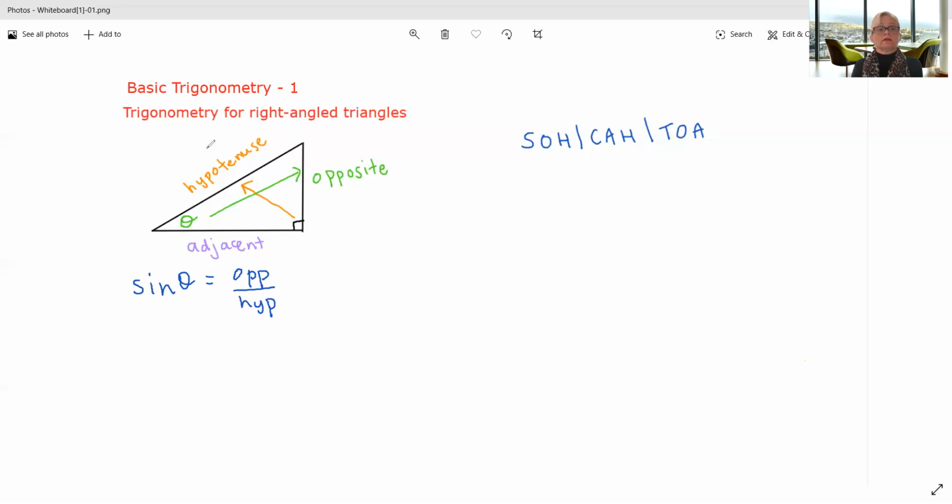So this side divided by this side. The cosine ratio is the ratio of the adjacent side to the hypotenuse. And the tangent ratio is the ratio of your opposite side to your adjacent side.